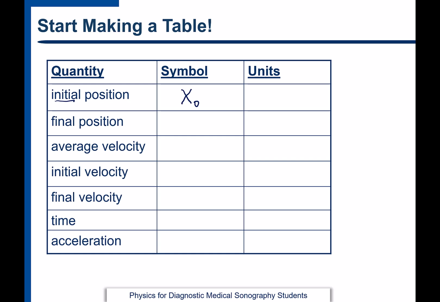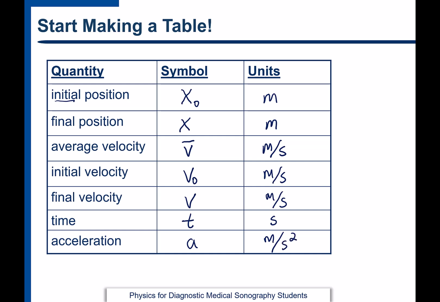And generally, we're going to measure position in meters. Our final position, we denote just with an x. Again, the unit would be meters. Average velocity, that symbol is a v with a bar over it. That would have units of meters per second. Initial velocity would be v naught, and that has units of meters per second. Final velocity is v, again units of meters per second. Time is t, units of seconds, and acceleration is a, and remember those units are meters per second squared.